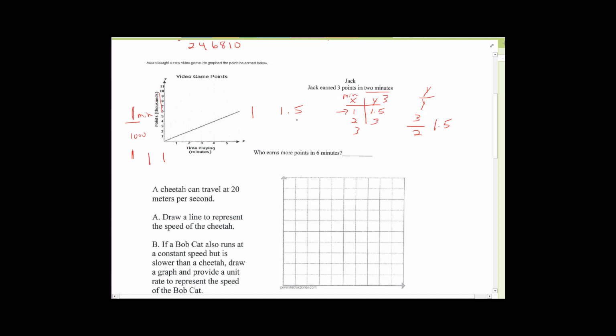Anyway, so in 1 minute, Adam makes 1 point. Now, the question asks, who earns more points in 6 minutes? So Adam in 6 minutes is 1 times 6, and that equals 6. So Adam makes 6 points in 6 minutes. Now Jack, we have to take his and multiply that by 6, and we get 9. So Jack makes 9 points in 6 minutes. So he is obviously making more points than Adam.